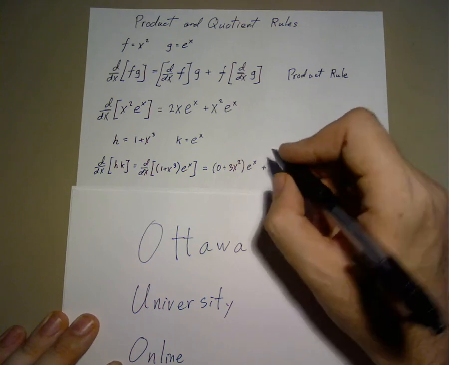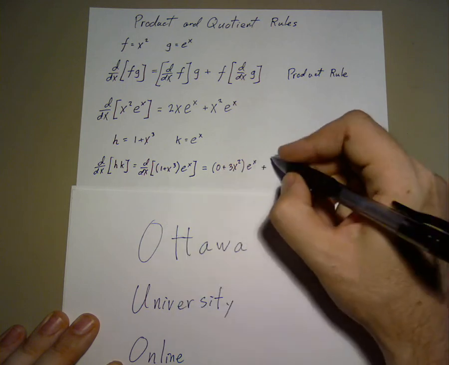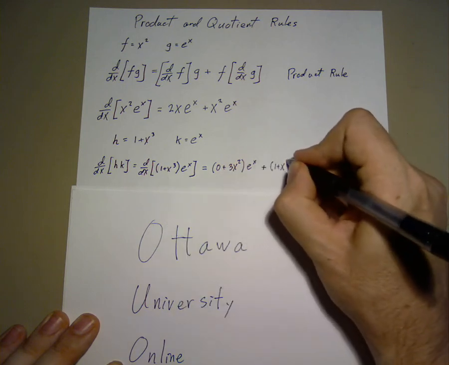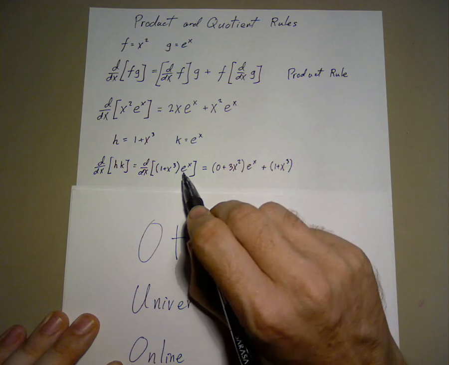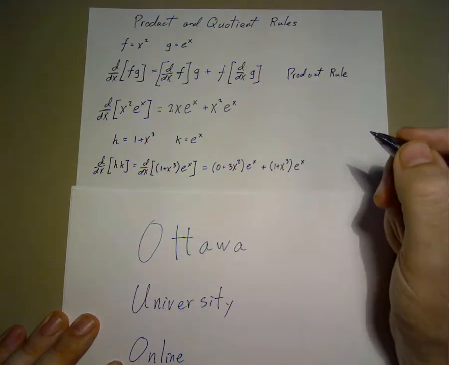plus our first function, 1 plus x cubed, times the derivative of e to the x, which is e to the x.